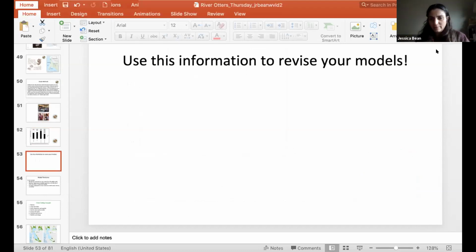So again, if we had more time, which I think is going to be the theme of the next half hour, we would be using this information to revise your models. So could you share out what you would be adding now to your models if you had time to discuss this with your groups? What are the big ideas just based on that one graph that I shared with you and some of those pictures? What would that information be?